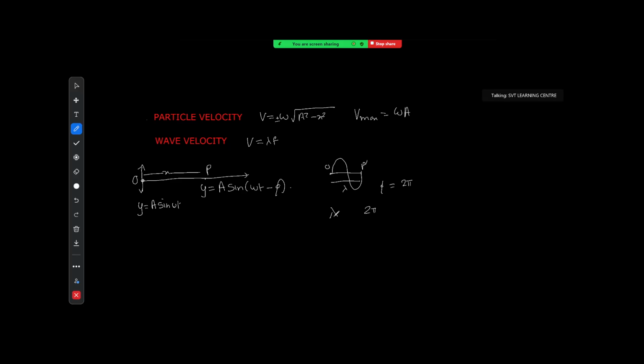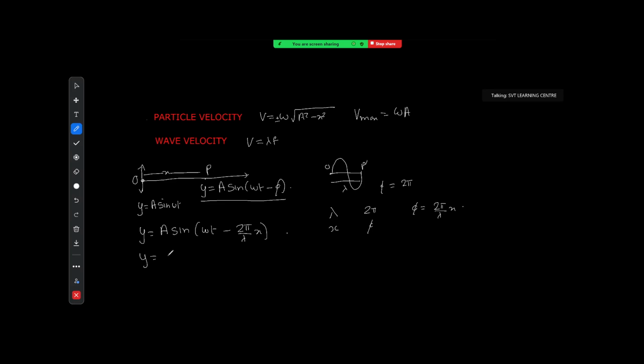In this case we have seen that the phase difference is psi, and the distance traveled by the particle is x, correct? So using the unitary method you get that psi will be equal to 2 pi by lambda times x. Now you put this value over here, so you get a very interesting fact. You get y is equal to a sine omega t minus 2 pi by lambda times x.